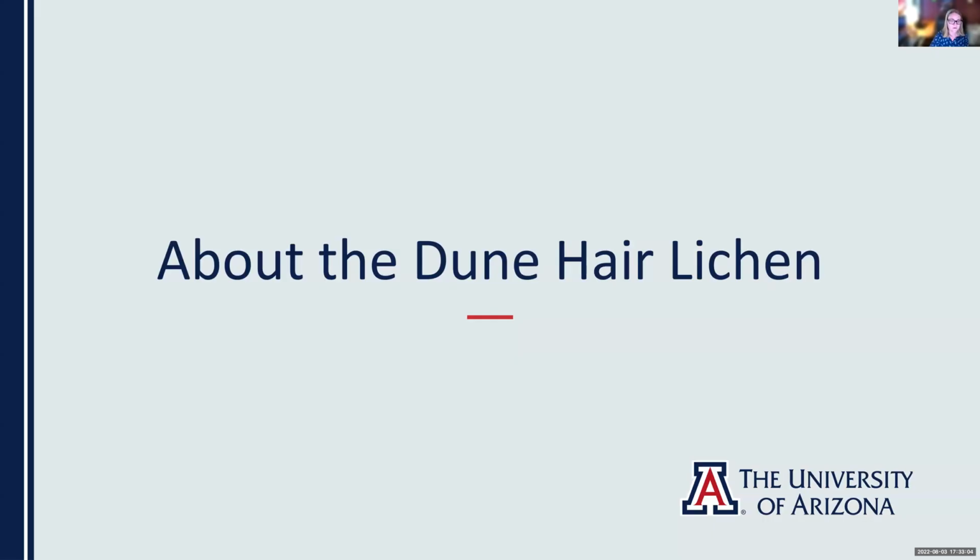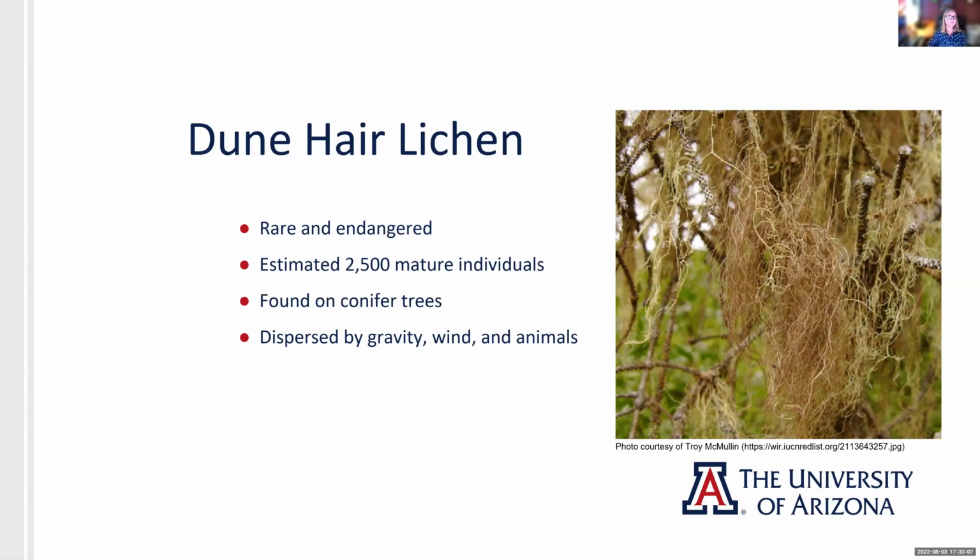So just a little about the dune hair lichen. It's a rare species that's listed as endangered on the IUCN Red List of Threatened Species. The population size is decreasing, which is part of the reason why it's on that list. It has an estimated population of 2,500 mature individuals. Although it's not substrate specific, it's found mostly on conifer trees, and it's dispersed by gravity, wind, and animals, which is an important factor when thinking about the range of a species.